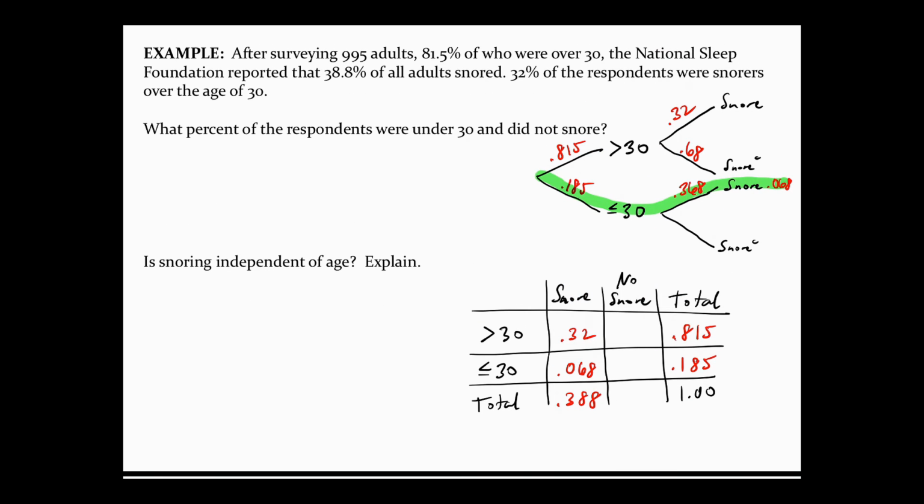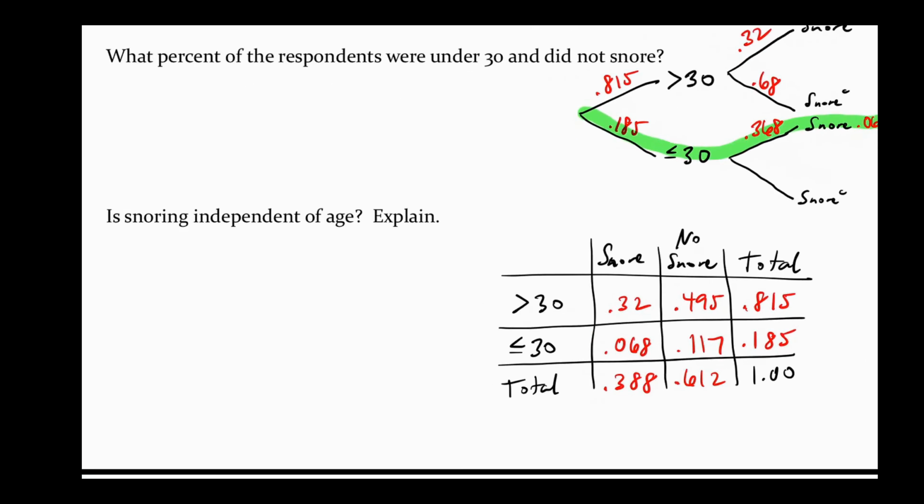And then no snore over 30 was what? 0.495. Wait, how'd you get that? You subtract 0.32 from 0.395, minus 0.068, 0.117. Yes. And if I add those two, do I get 0.185? Yeah. Plus 0.495, 0.612? Yep. That makes sense. Now we can answer the questions.